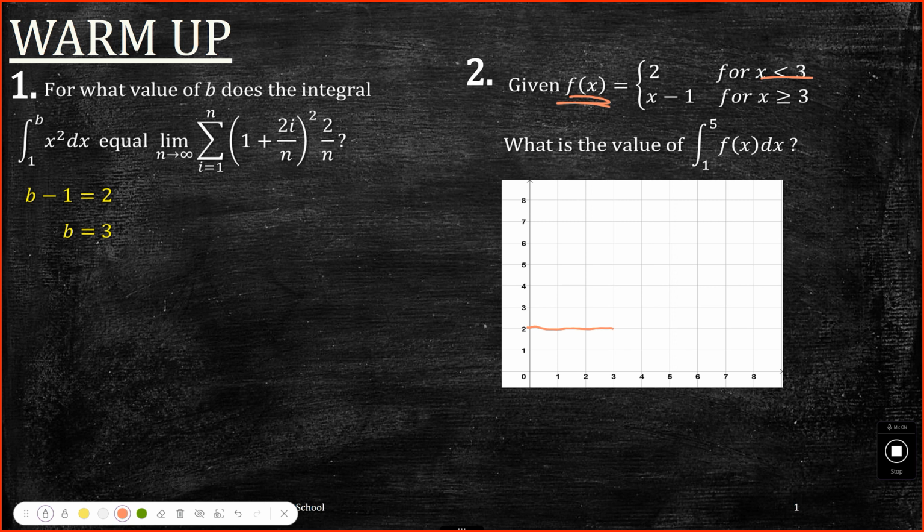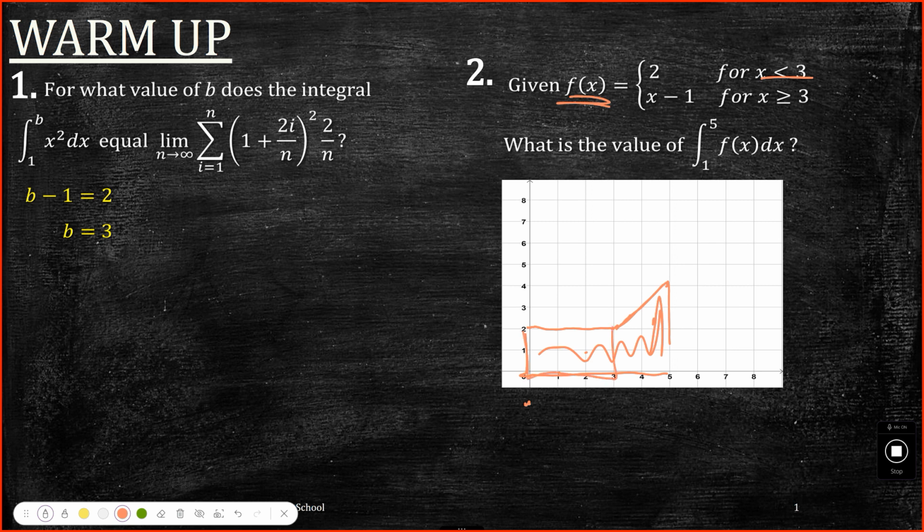And for x greater than or equal to 3, it's a line with a slope that goes through negative 1 right here somewhere, and then it goes up 1 over 1. So it will go up 1 over 1, and you get something like that all the way to 5. So it's there under the curve, and between the x-axis and this thing, we're trying to find this area here. What is that area?